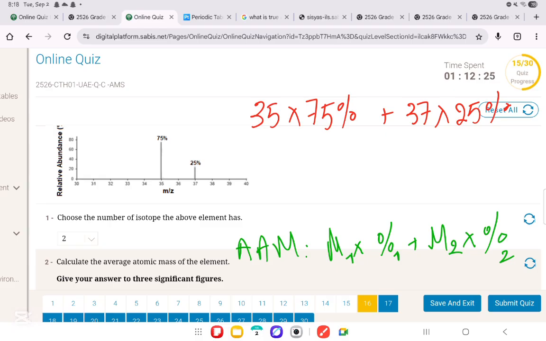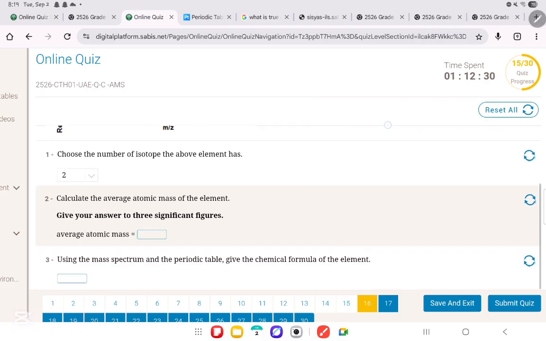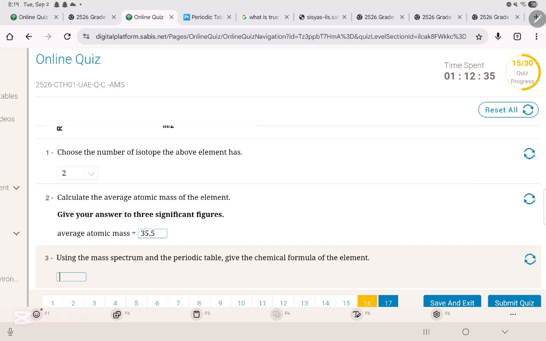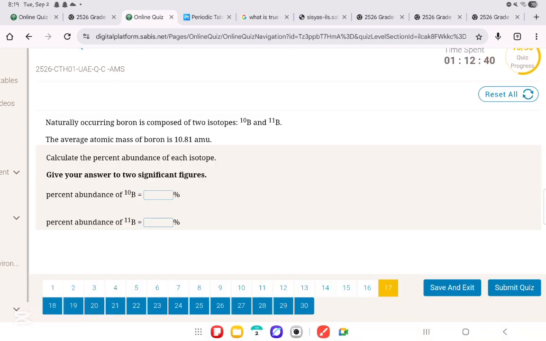This will give us an answer of 35.5. Now check on the periodic table which element has a mass of 35.5. You will see chlorine. So the answer is chlorine. Let's move on to question number 17.